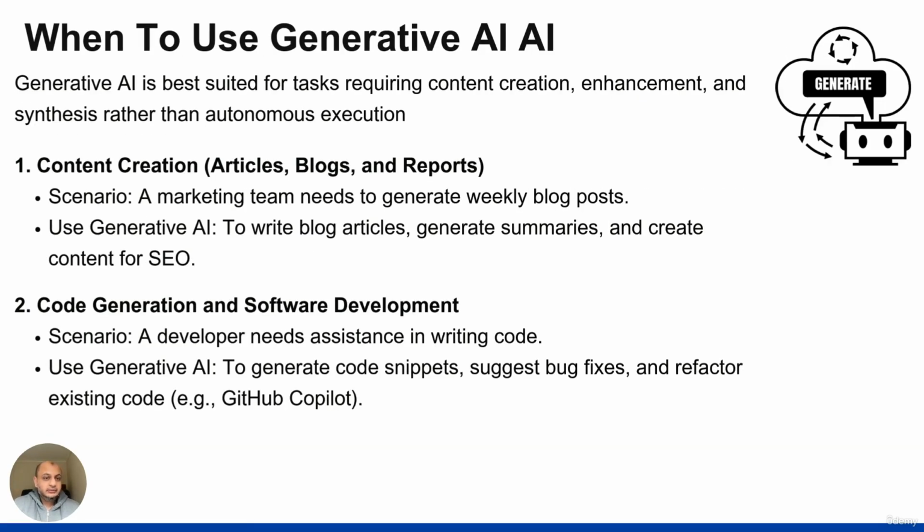Now, when to use generative AI? This would be suited for things like content creation and enhancement, rather than autonomy. A marketing team wants to generate weekly blog posts. This is where you would use generative AI, like Claude or ChatGPT. Or you have a team which wants to do software development and needs assistance in writing or debugging code. Again, generative AI, right? To generate code snippets, something like Q Developer from Amazon, GitHub Copilot, Microsoft's Copilot, those sort of things would come into play.